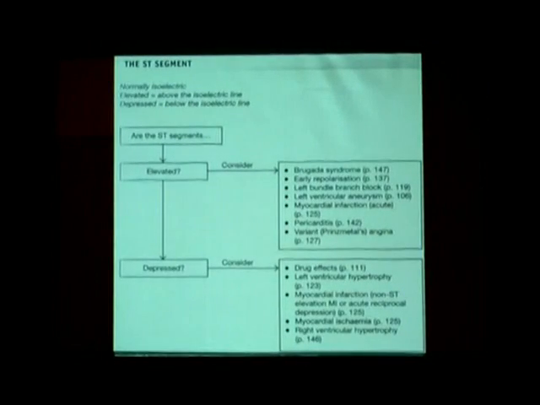Then the most important segment is the ST segment. The ST segment is the gap between the end of depolarization and the beginning of repolarization. So only two things can happen in the ST segment. One is elevated, another is depressed. When it is elevated, what is the diagnosis?